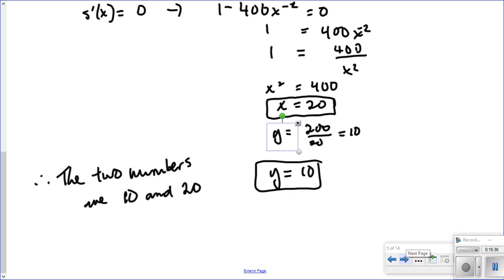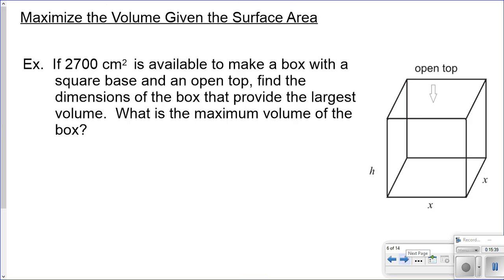So let's try and do one more. We still got a little bit of time left. I like to try and keep these down to about 30 minutes. Okay, so let's do this one here.